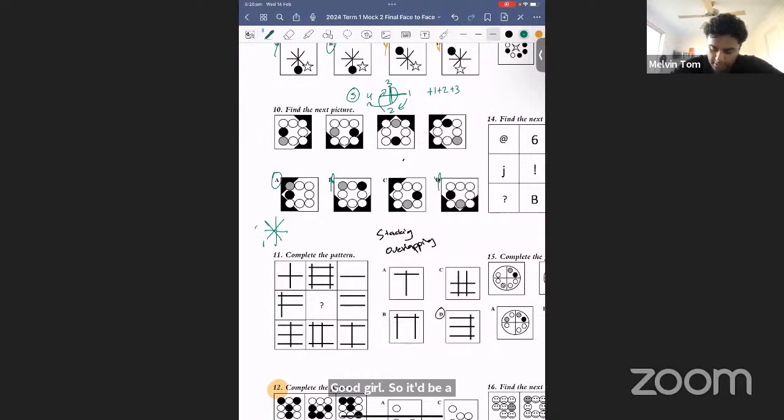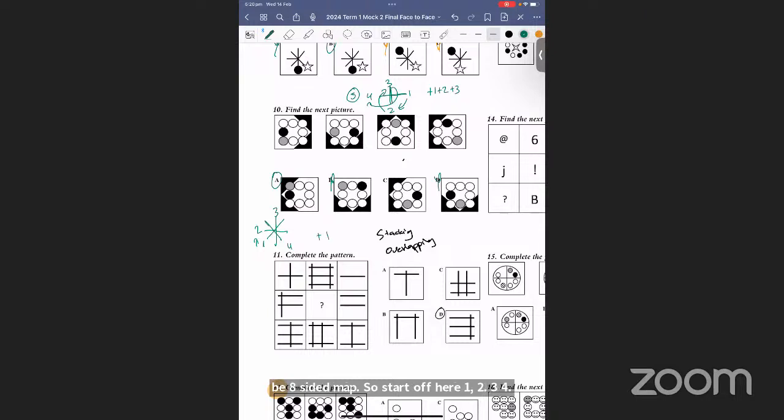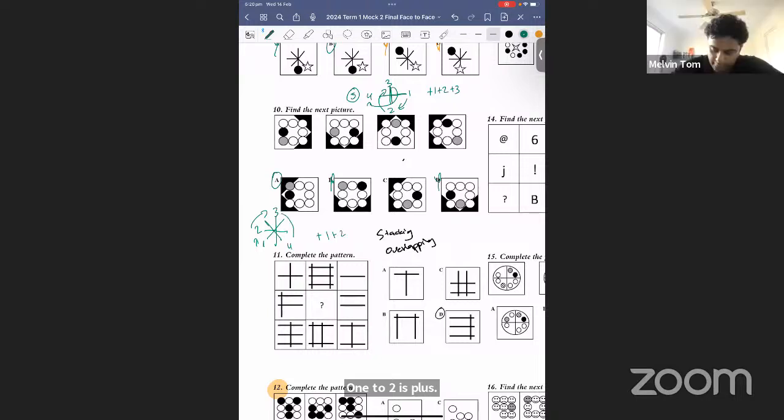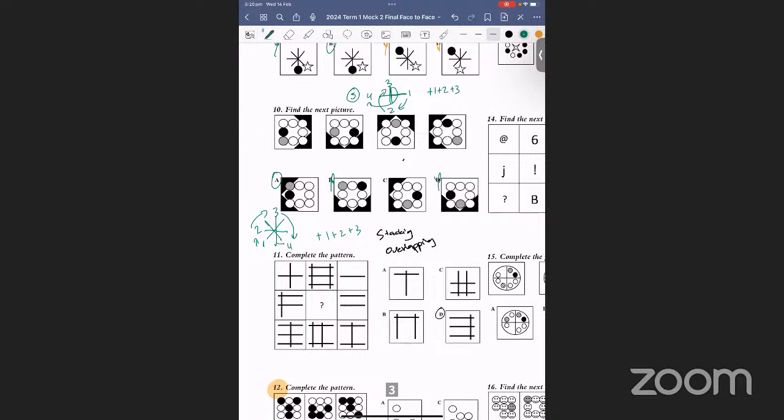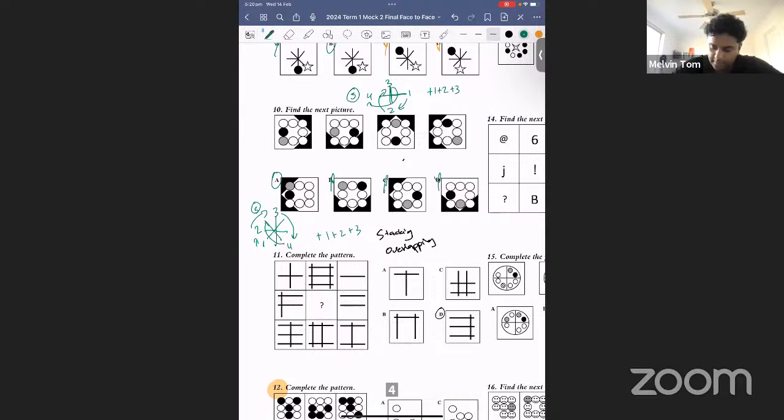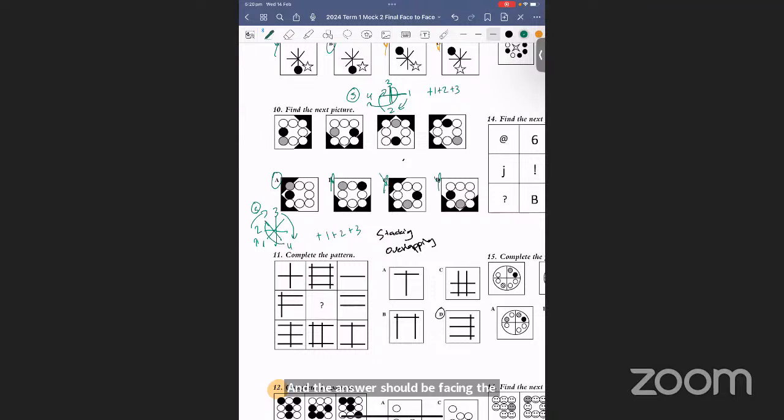So we'll start off here. 1, 2, 3, 4. 1 to 2 is plus 1, 2 to 3, +2, 3 to 4, +3, and then next one should be plus 4. And the answer should be facing the top left. So the answer is? A. Good girl.